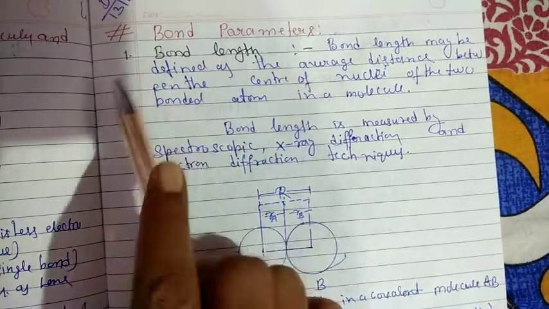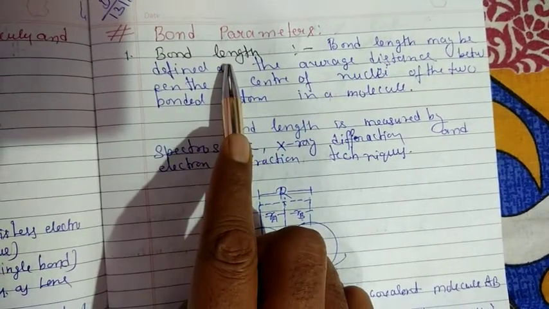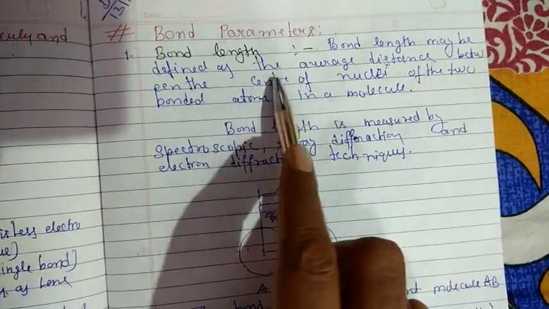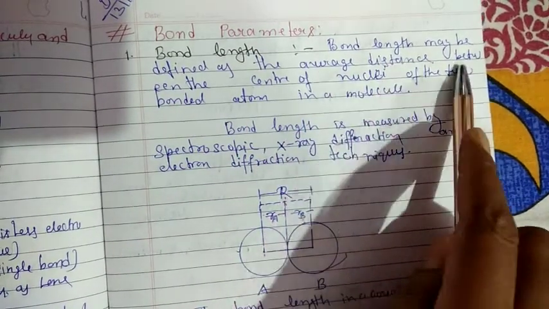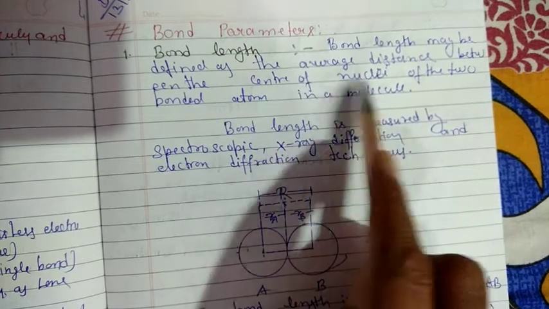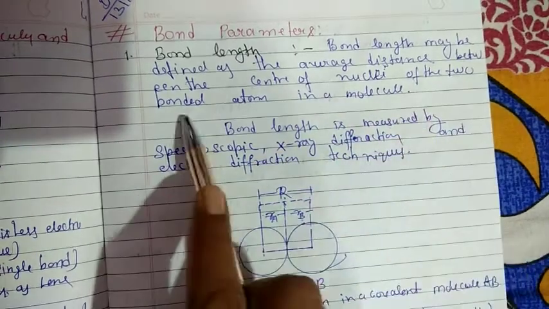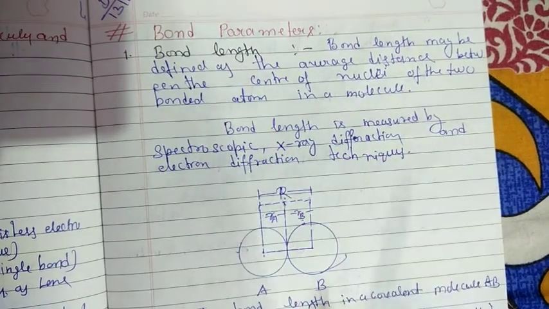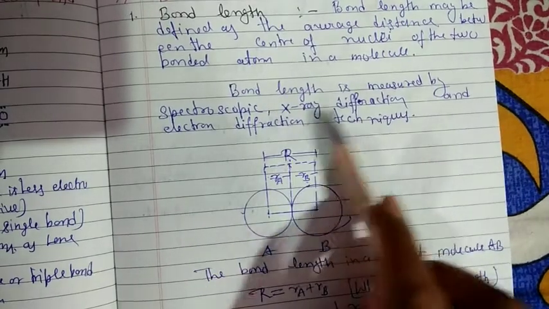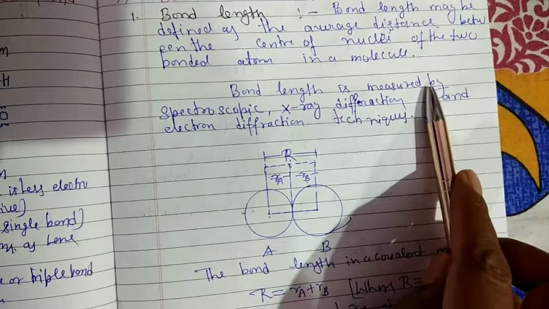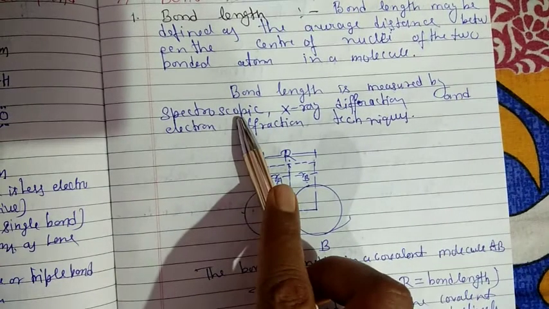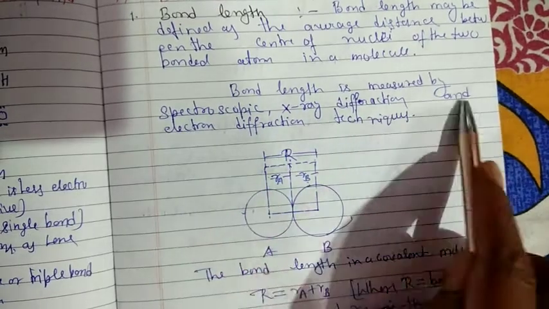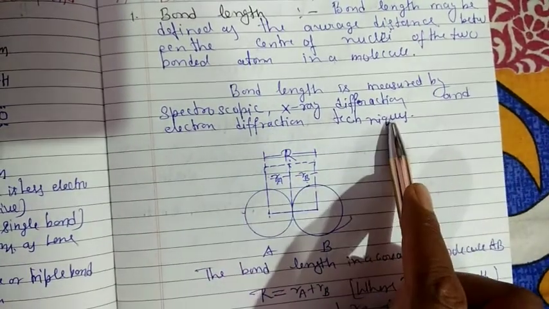Bond parameters. First, bond length. What is bond length? Bond length may be defined as the average distance between the centers of nuclei of the two bonded atoms in a molecule. This is called bond length. Bond length is measured by spectroscopic, X-ray diffraction, and electron diffraction techniques.